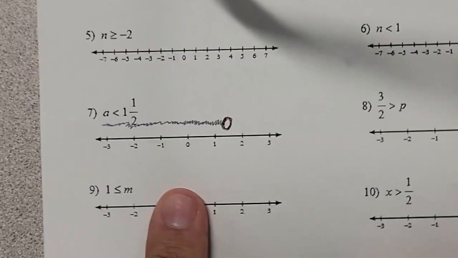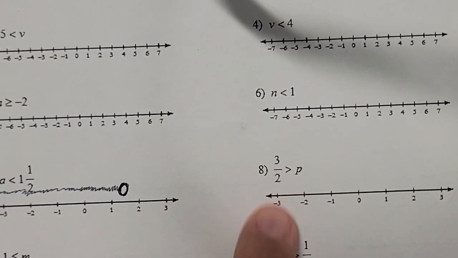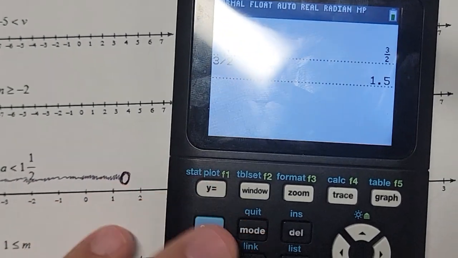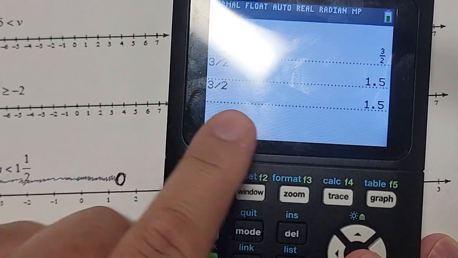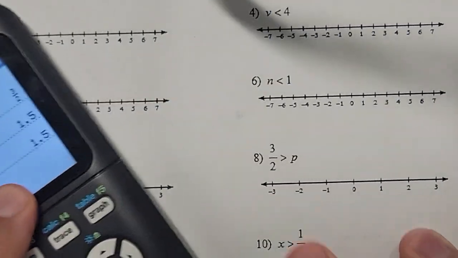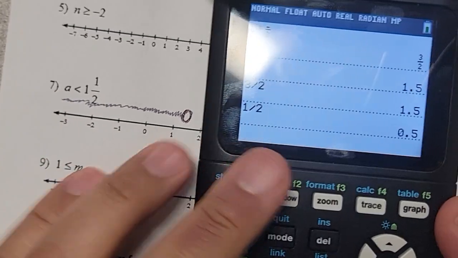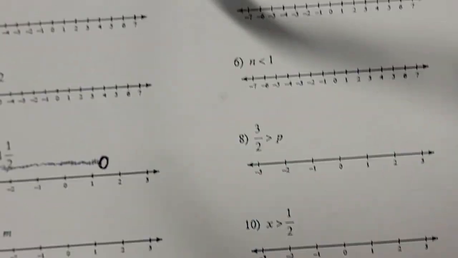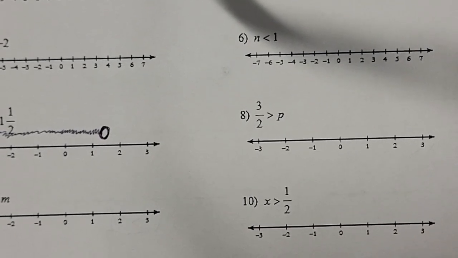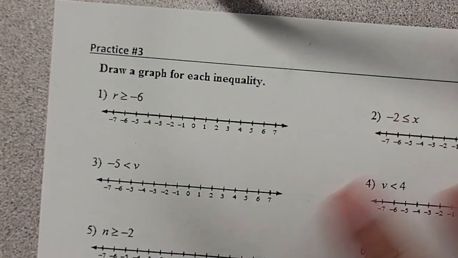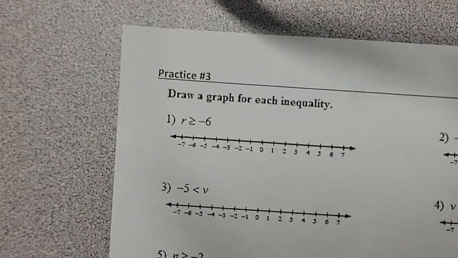If you need help, raise your hand. I can help you. Like right here, just 3 divided by 2. Let's just put it in the calculator. 3 divided by 2. Put it like a slash so you can get the decimal. Same thing right here with 1/2. 1 divided by 2. There's your decimal. That way you know where to put it. And yeah, just be careful with these.